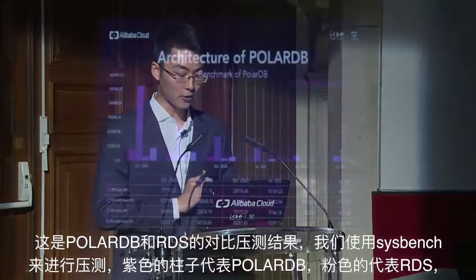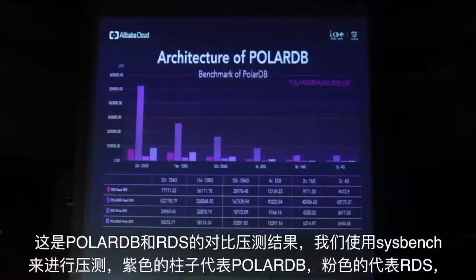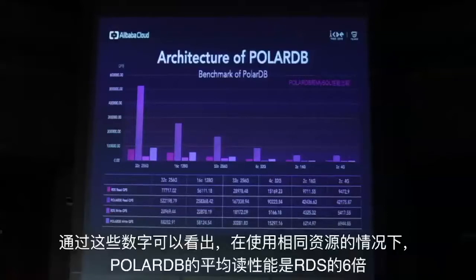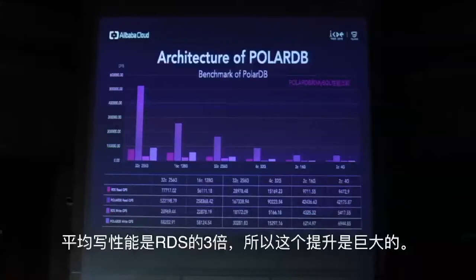This is the benchmark result of PolarDB and RDS for MySQL. We use Sysbench to do the stress test. The purple one is PolarDB, and the pink one is RDS. From the numbers, you can see that with similar resources, for read, on average, the performance of PolarDB is 6 times that of RDS. For write, it is 3 times. So it is a great improvement.